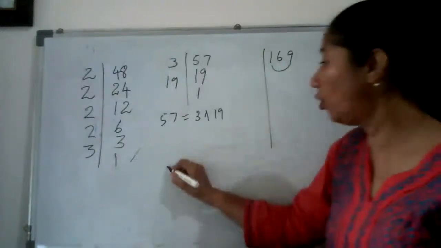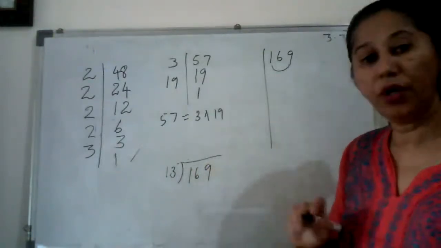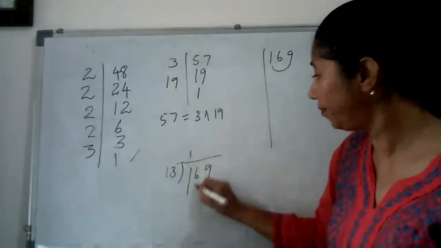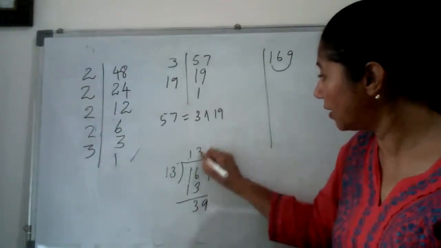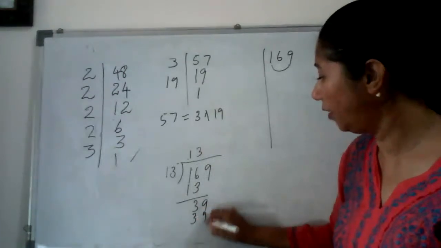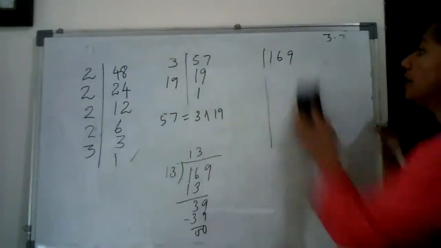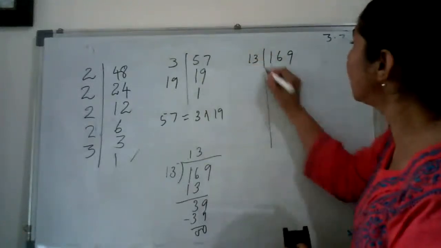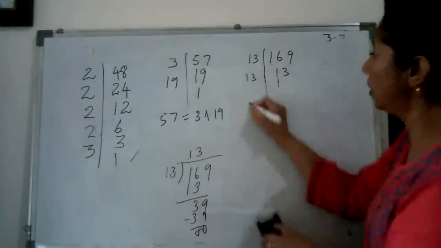Okay, so let's go on to the next prime number, 13, and divide and check it. 13 ones are 13. So we get 3, 39, and yes, 13 threes are 39. We got 0. And hence we can write 169 as 13 times 13, and 13 is a prime number.